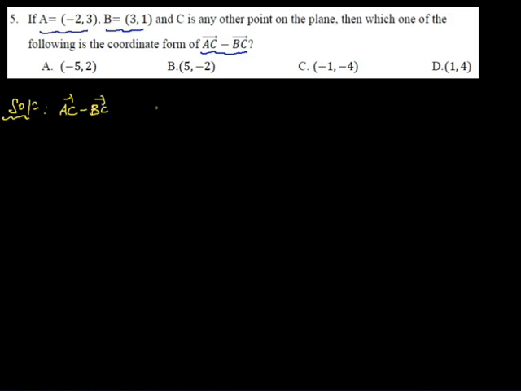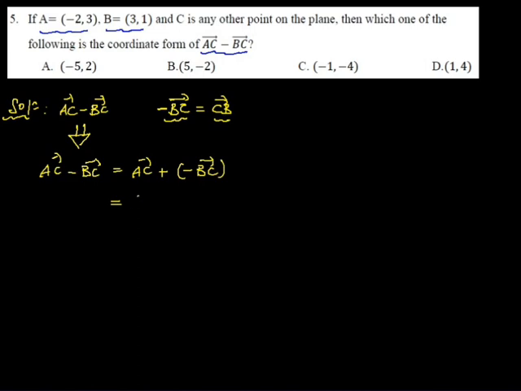So to make things very simple, we know that minus BC is exactly the same as CB. Okay, in place of minus BC, we can use vector CB. So taking the vector itself, AC minus BC can be written as AC plus negative BC. In place of negative BC, we can substitute CB.